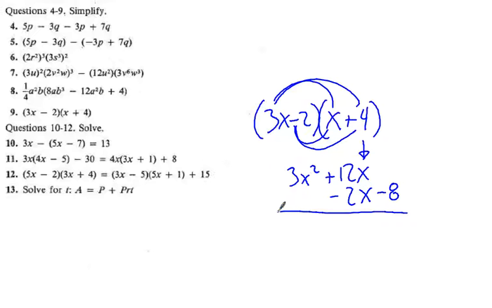So now let's add these together. 3x squared plus nothing is just 3x squared. 12x minus 2x is just going to be 10x. And I don't have any other plain numbers. I don't have any other constants. So I'm just going to have negative 8 in this case. And so here is my answer.